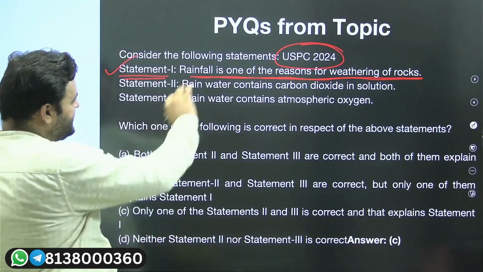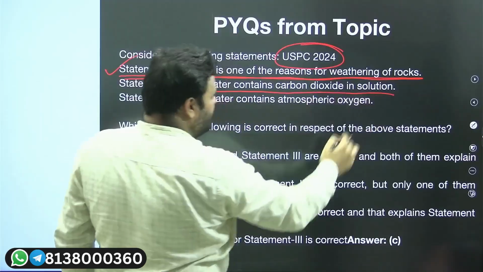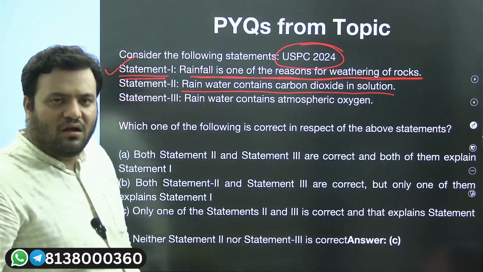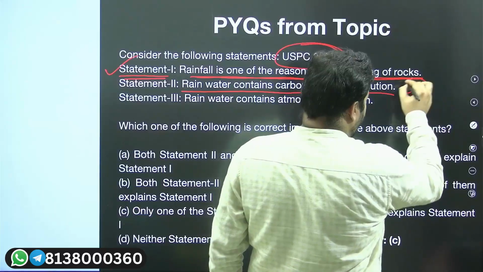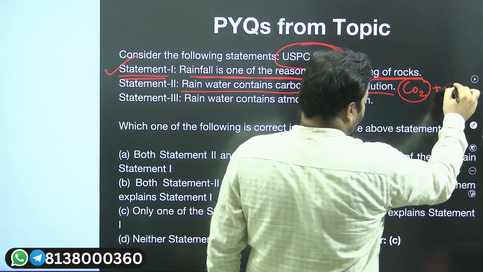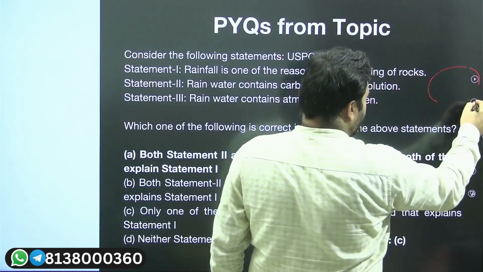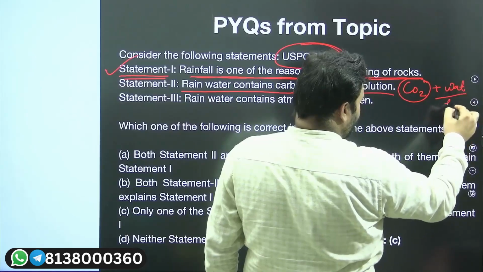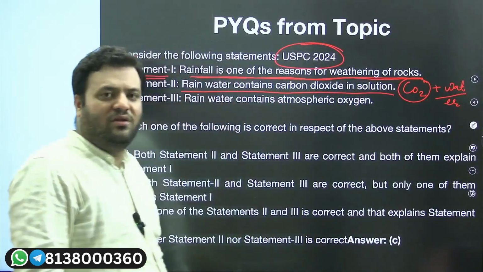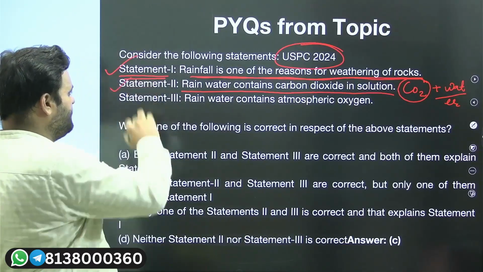Statement 2 is saying rainwater contains carbon dioxide in solution. Correct. It is also correct. Yes, we may have carbon dioxide with water, and I hope you remember this process will be called as what? This process will be called carbonation. I hope you remember. So this is also correct.